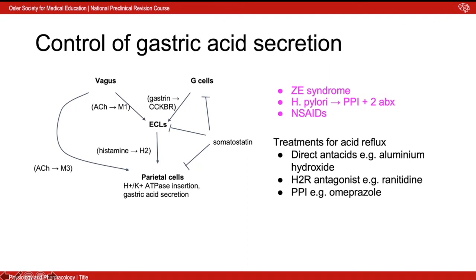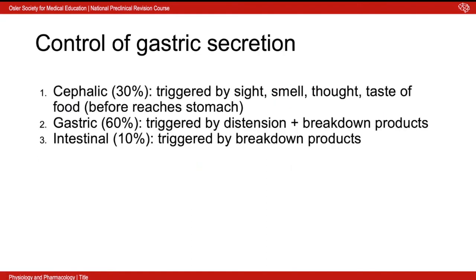And then we have PPIs, which we already spoke about, and it's good to know an example, a name of the drug. So omeprazole is the one that I would remember.